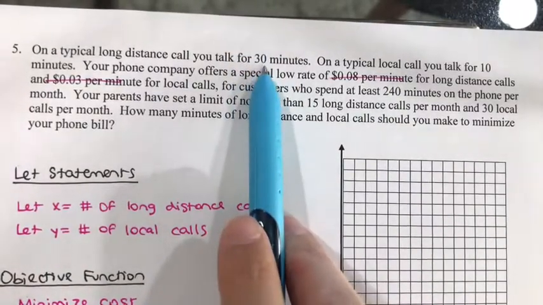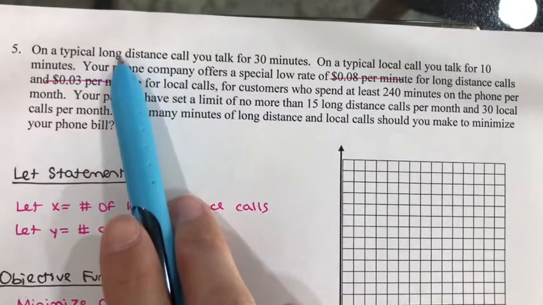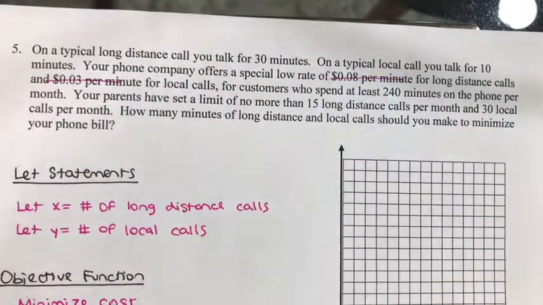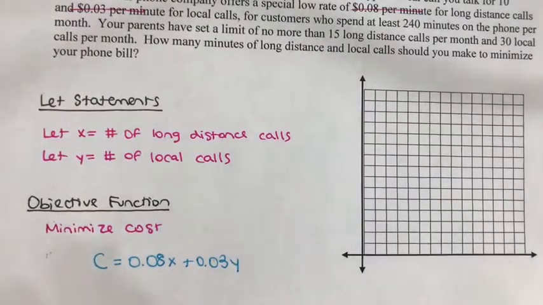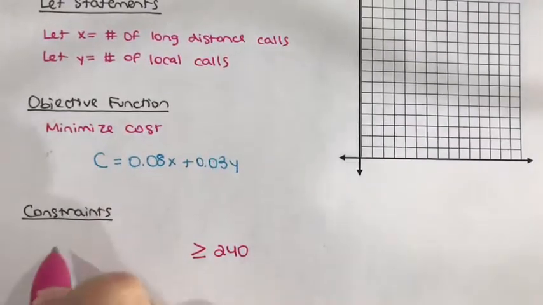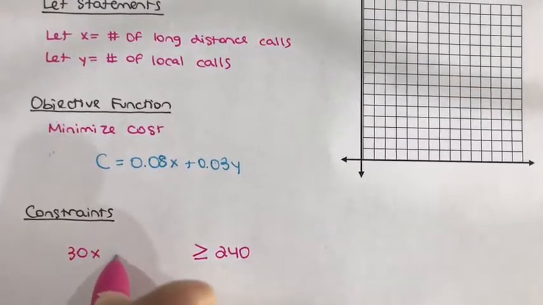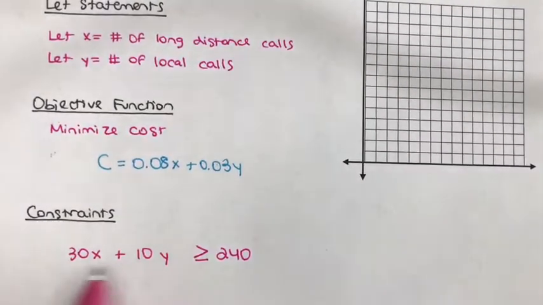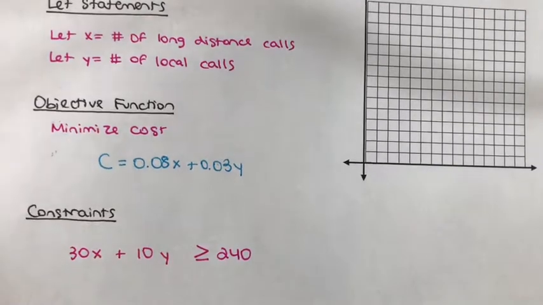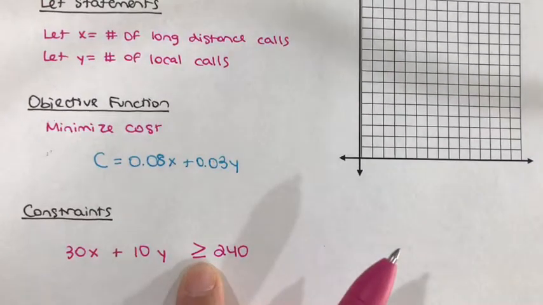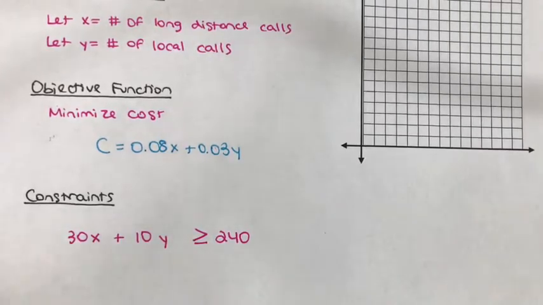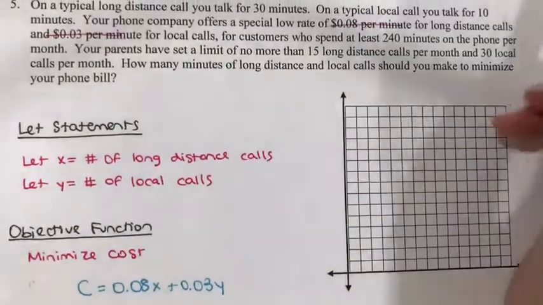Now you'll notice up at the top, it says 30 minutes per long distance call and 10 minutes per local. So that means if I combine those, we would have 30x plus 10y. That would be the total number of minutes that we're spending, and it has to be greater than or equal to 240.